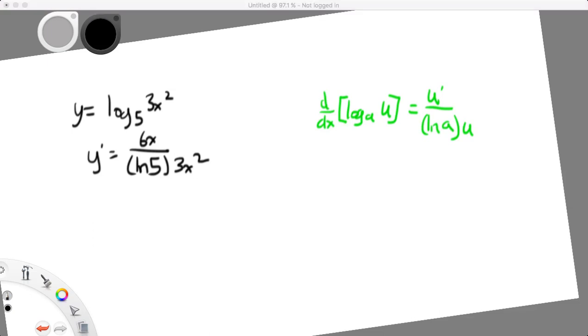over the natural log of a times u. Okay? So in order to use that, we're just going to say that y prime is equal to 6x, because that's u prime, over ln of 5 times 3x squared.